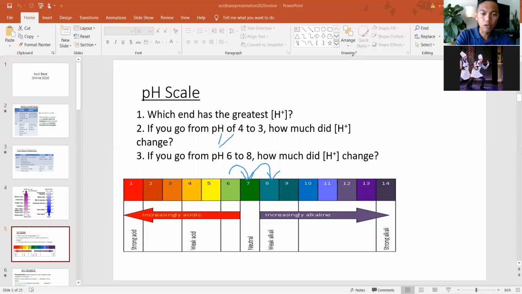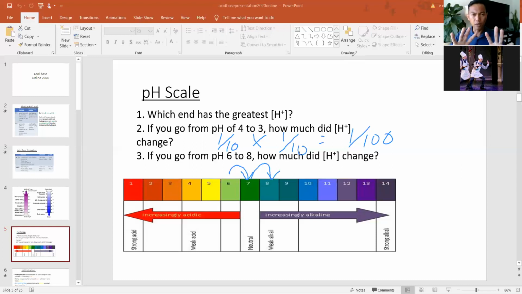So the calculation for this would look something like this: 1/10 times 1/10 gives us 1 over 100. So to answer question number 3, if we are going from 6 to 8, the H plus concentration is now 1 over 100 compared to the original. You can call it less concentrated, or usually we say it's more diluted. So it's not as concentrated compared to a pH of 6.